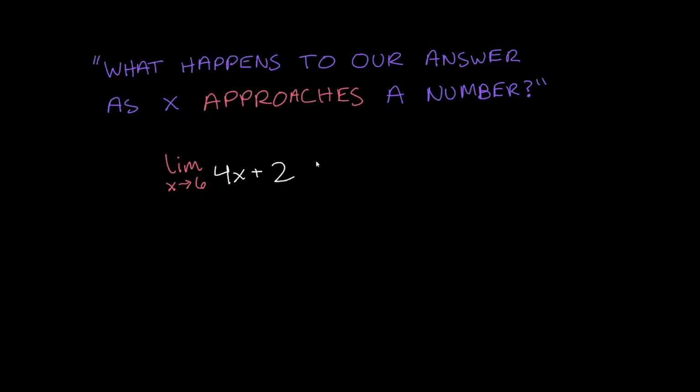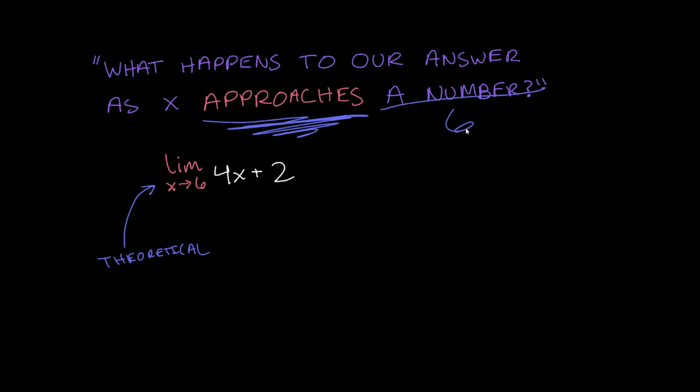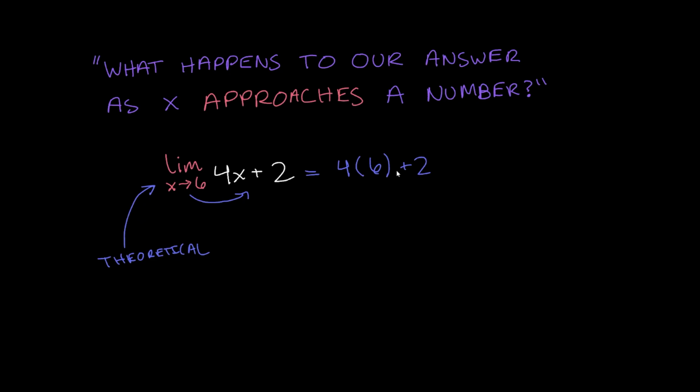Now, as opposed to having a number and solving for x, here what we're trying to ask is really a theoretical question. What happens to our answer as x approaches, this is a key word, instead of a number, let's say 6, just like we had in our limit here. Okay, now in this problem, it's pretty easy. We can literally just plug in x equals 6, and we get 4 times 6 plus 2. And following order of operations, we get 26. Okay, this answer, very spot on, very easy, very simple.